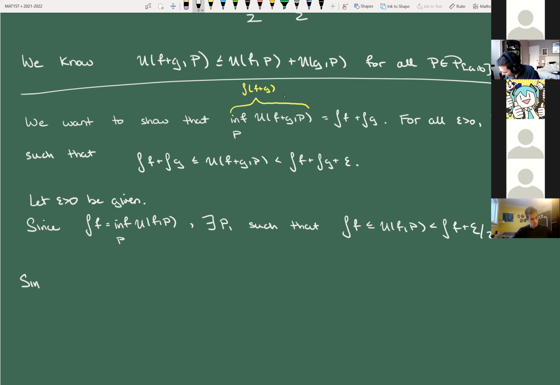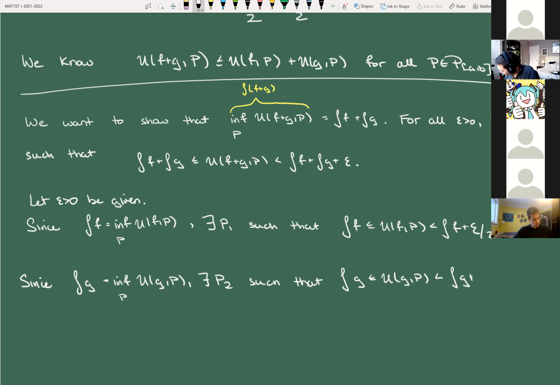And then same thing for g, right? We're going to do the exact same thing. The integral of g is the infimum over all the partitions of U(g,P). There exists some partition P2, such that, same thing, the integral of g is less than or equal to U(g,P2), which is less than the integral of g plus epsilon over 2, right?